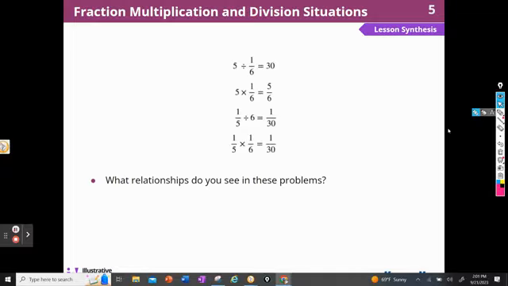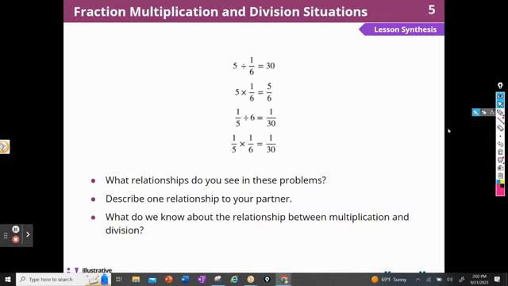All right, what relationships do you see in these problems? I see that there is a 5, a 6 in each expression. Some of the expressions have multiplication and some have division. Some have whole number values and some have fractions. You can take a minute to describe the relationship to your partner.